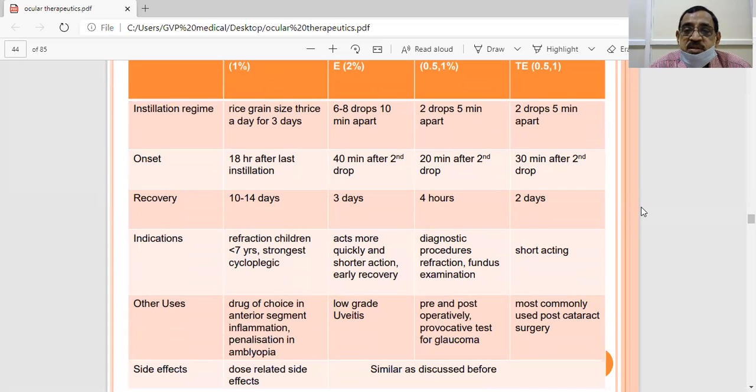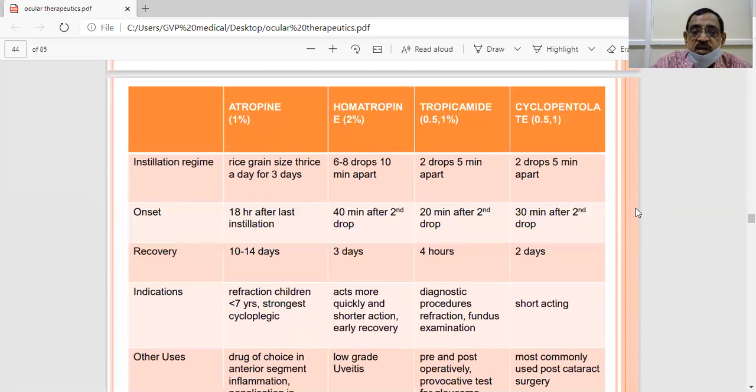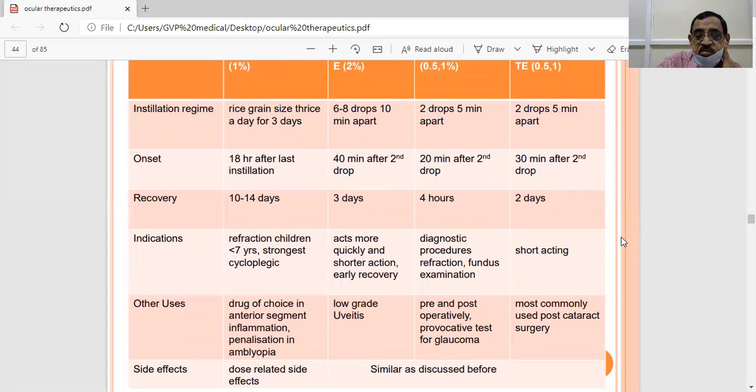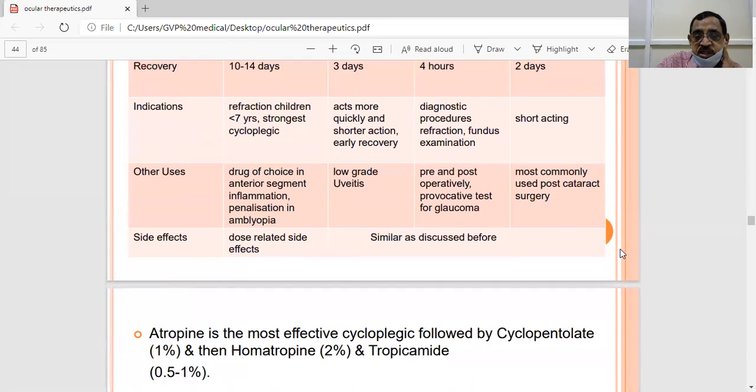Cyclopentolate, 2 drops 5 minutes apart. 30 minutes after the second drop, the onset of action occurs. Recovery is in about 2 days, 48 to 72 hours. Short acting and most commonly used in post-cataract surgery.